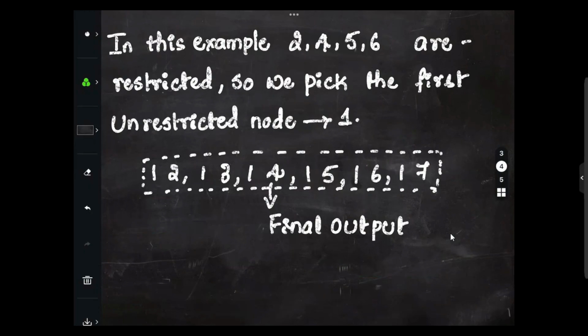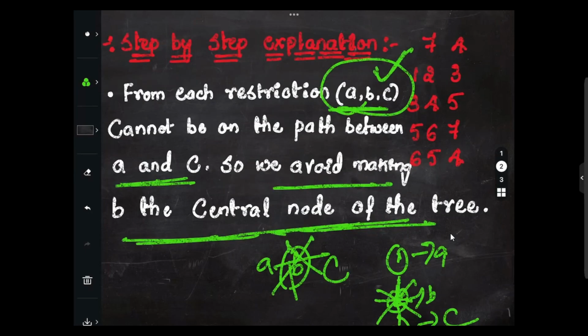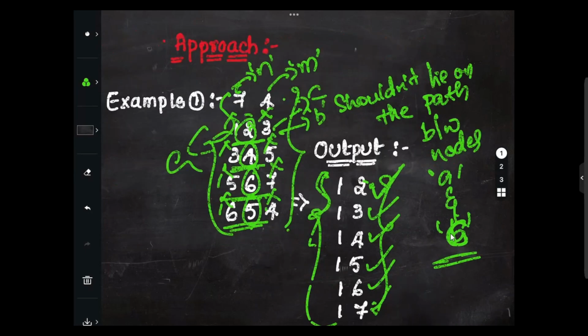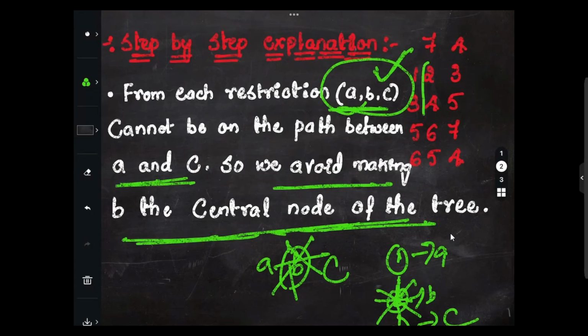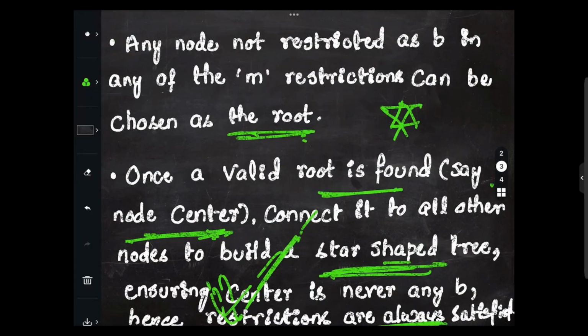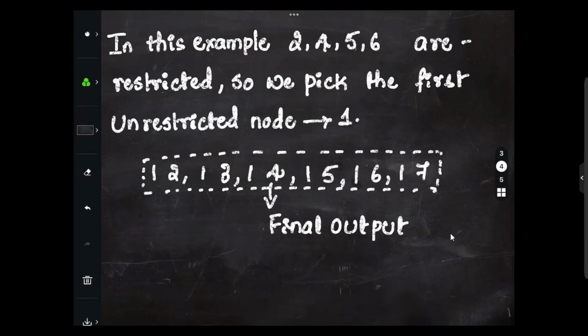Let's come to the example part here. We have 2, 4, 5, 6 as restricted. See here, I have shown this already somewhere. Here, 2, 4, 5 and 6 are restricted, right? So in this case, 2, 4, 5 and 6 are restricted, so we pick the first unrestricted node, that is 1, right?